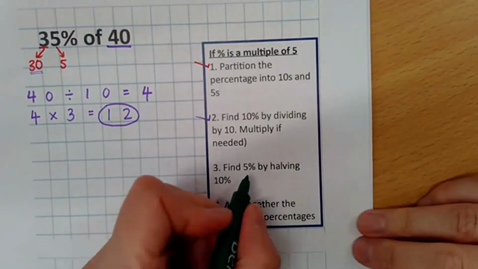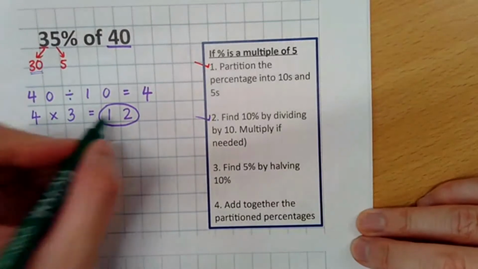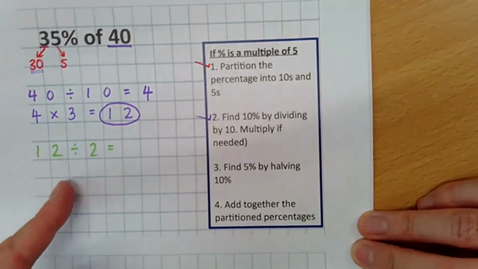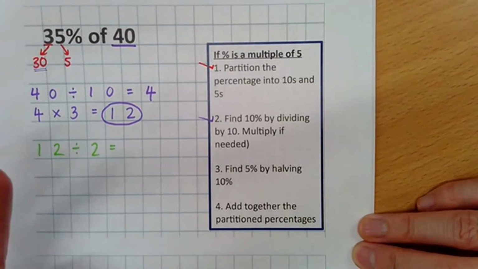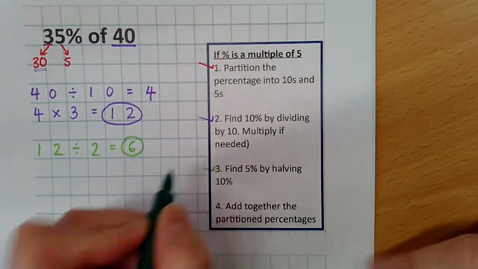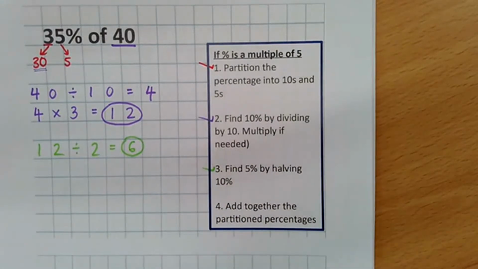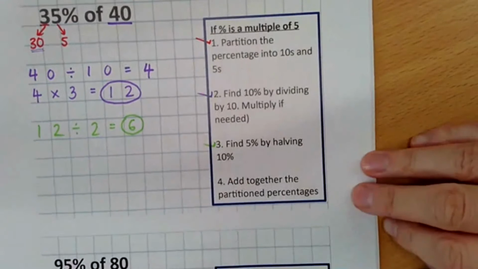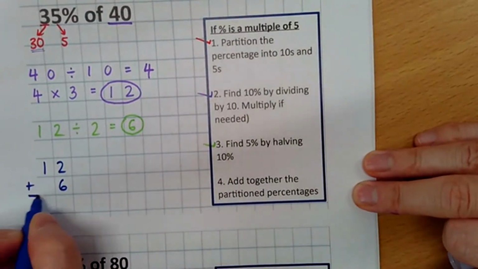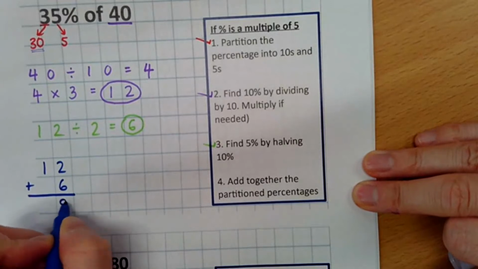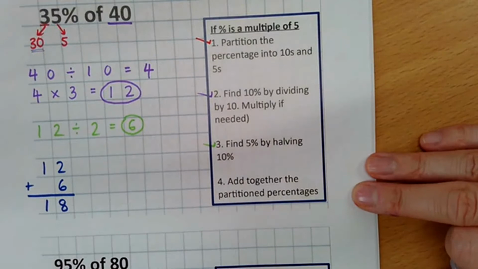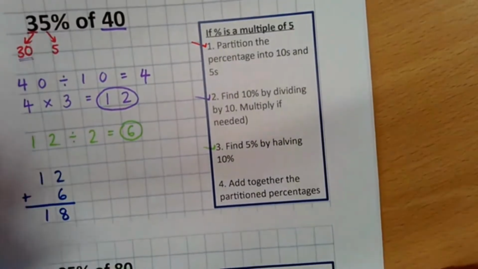Now I'm going to find 5% by halving my 10, so 12 divided by 2. This one I know because I know my 2 times tables. 2, 4, 6, 8, 10, 12, and that's 6. And now I'm going to add them together. So 12 plus 6 equals, 6 plus 2 equals 8, and 1. So 35% of 40 equals 18.